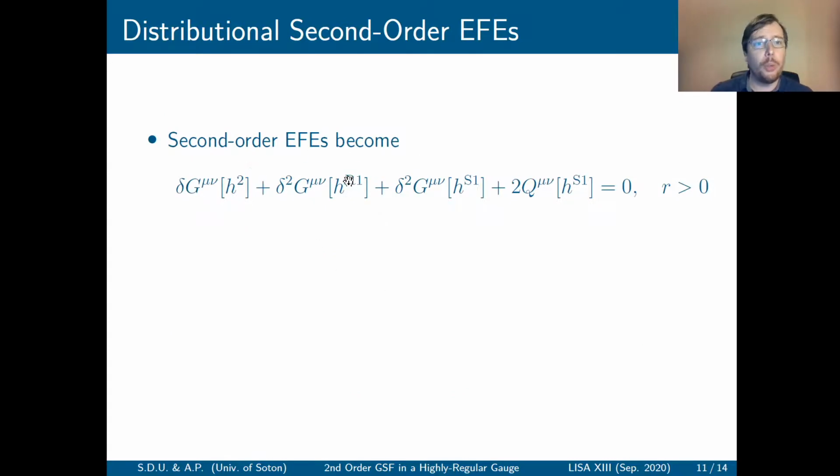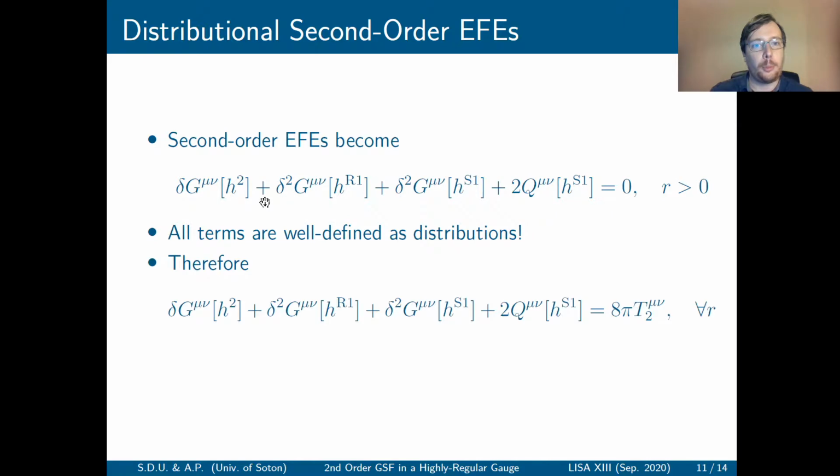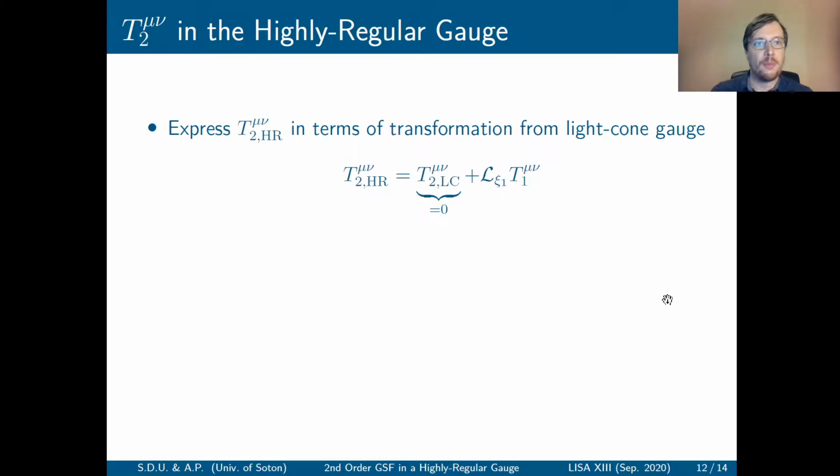So off the world line, our second order Einstein field equations have this form. However, we know that all these terms are valid as distributions, and so we can extend to the world line. In fact, the regular fields are nice and smooth everywhere, so they pose no problems as well. Therefore, we can say that for all r, our Einstein field equations have some stress energy tensor as their source. So how can we know that it's valid to talk about a second order stress energy tensor in a highly regular gauge? So how do we find it?